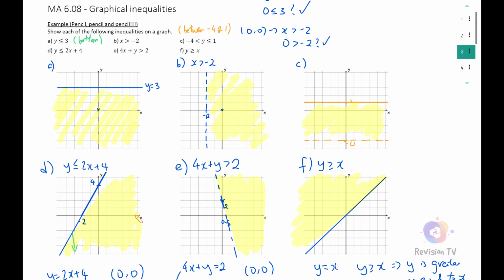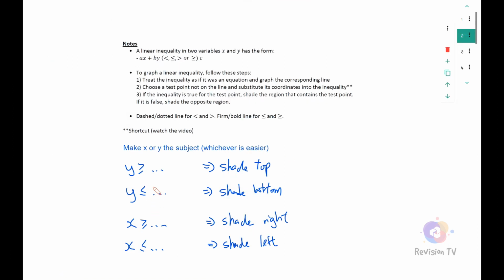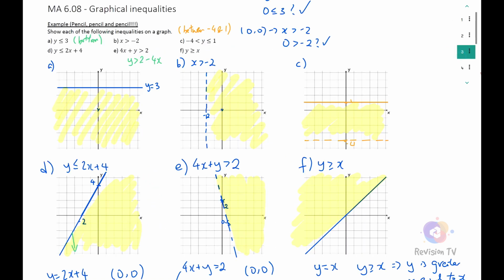Okay, and then E, 4x plus y greater than 2. Now we have to make y the subject. So if we make y the subject in here, y greater than 2 minus 4x. So y is greater than means we shade the top part. So we shade the top half. So which side is top? If you draw an arrow upwards directly from the line, you will see this part is the upwards.